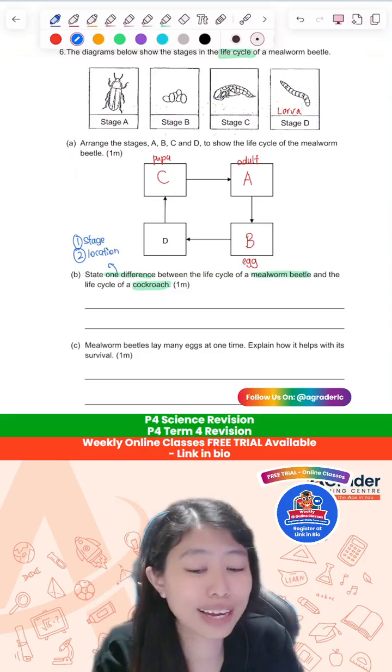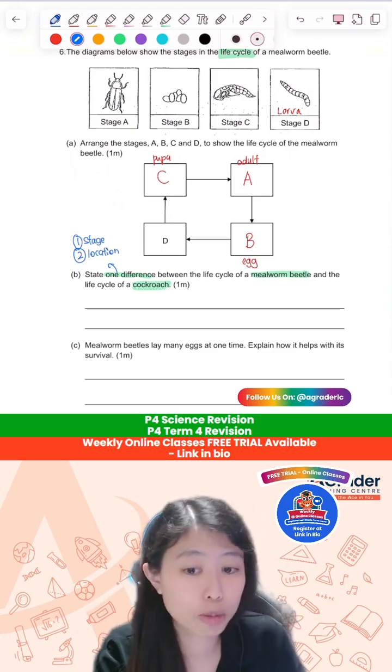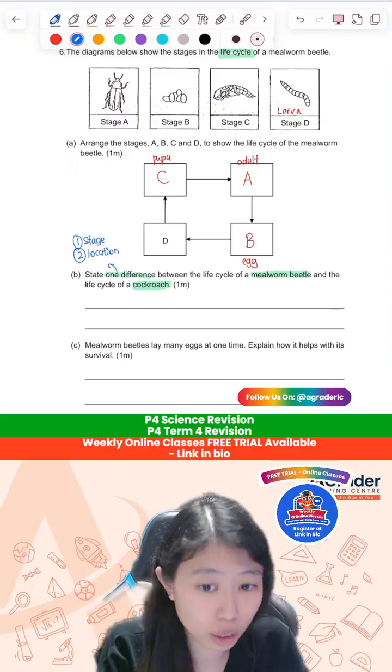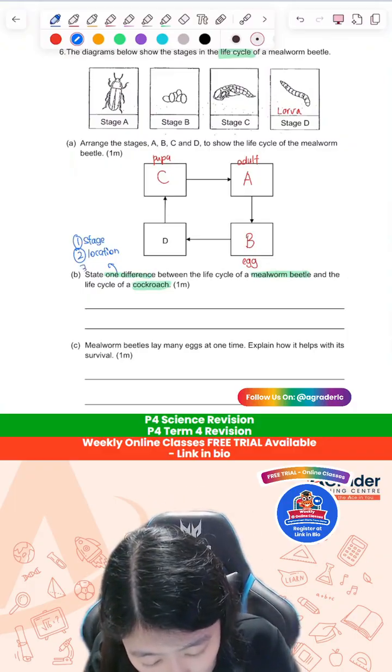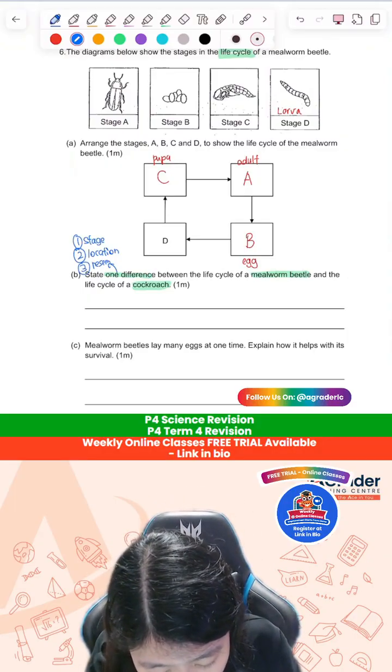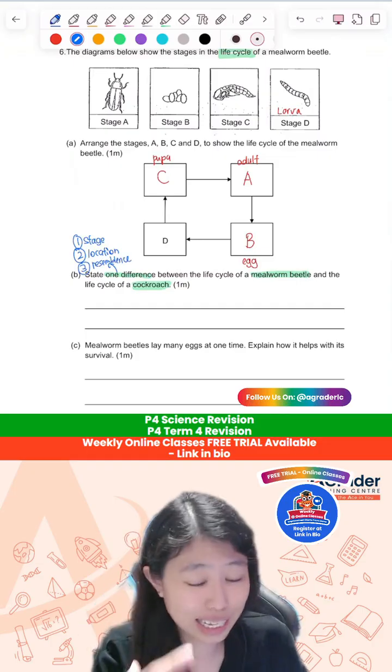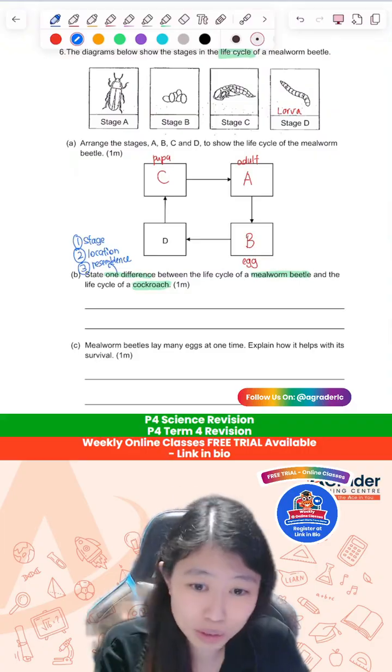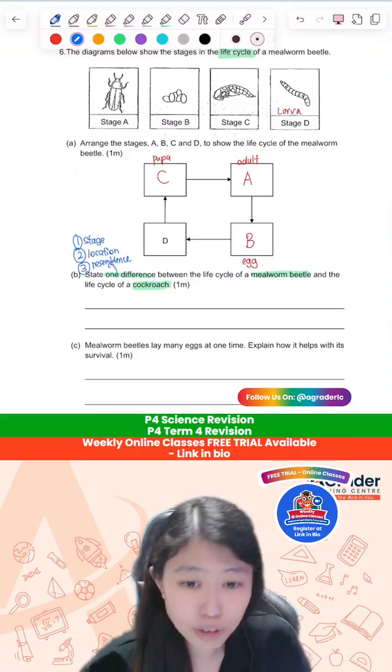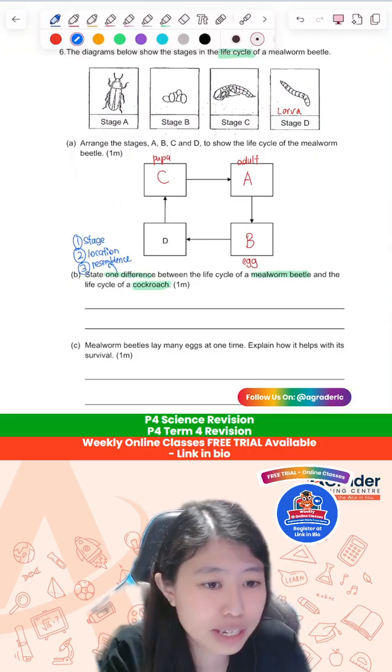Do they spend their entire life cycle on land? Or do they spend part of the life cycle on land and part in water? Then the third thing that you can compare is resemblance. Does the young resemble the adult or not? But for mealworm beetle and cockroach, it's the easiest.